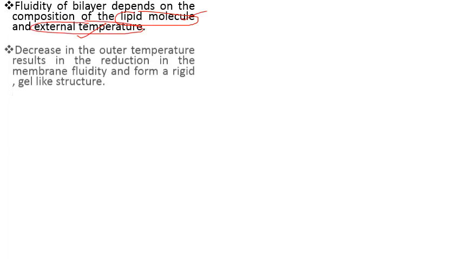This fluidity of the bilayer depends on the composition of lipid molecules and external temperature. So दो factors हैं जो fluidity को affect करते हैं. One is lipid molecule, second is external temperature. So a decrease in outer temperature results in reduction in membrane fluidity. अगर temperature कम हो जाए तो जो fats हैं वो solidify हो जाते हैं. So it results in membrane fluidity reduction and forms a rigid gel-like structure, जिससे कि rigid gel-like structure बनता है.